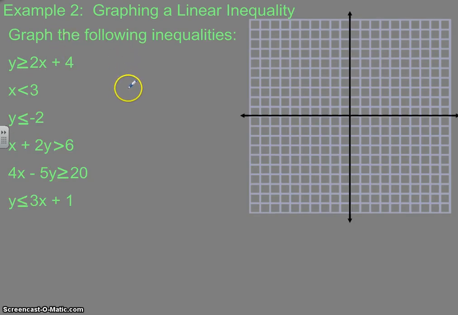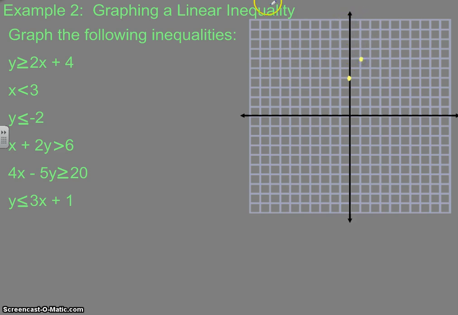We're going to graph this just like we graph equations. We have to solve for y, and since it's an inequality, if we multiply or divide by a negative when solving for y, we have to flip the sign. That won't come up until down here, because this one's already solved for y. So we're going to graph this. We put a point on 4 just like we've done before: 1, 2, 3, 4. Then we go up 2 and over 1. That's our second point.